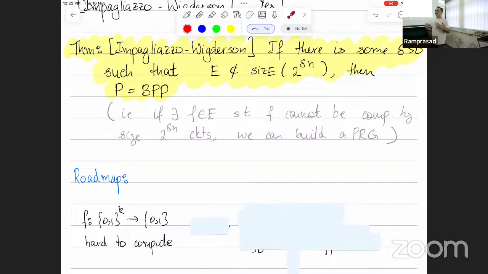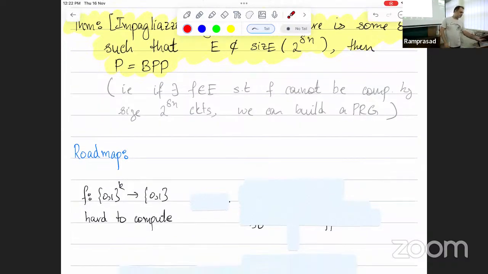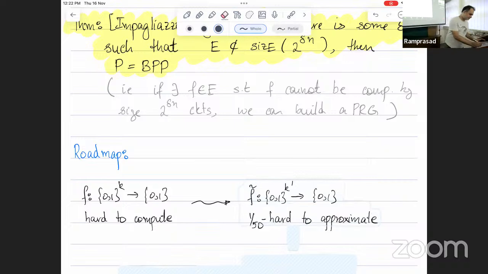You start off with the assumption that someone gave you a function which was worst case hard, in the sense that you are guaranteed that every circuit makes a mistake somewhere. Now from this, I'm going to use this function to build a different function, not on k inputs, but on some k prime inputs.